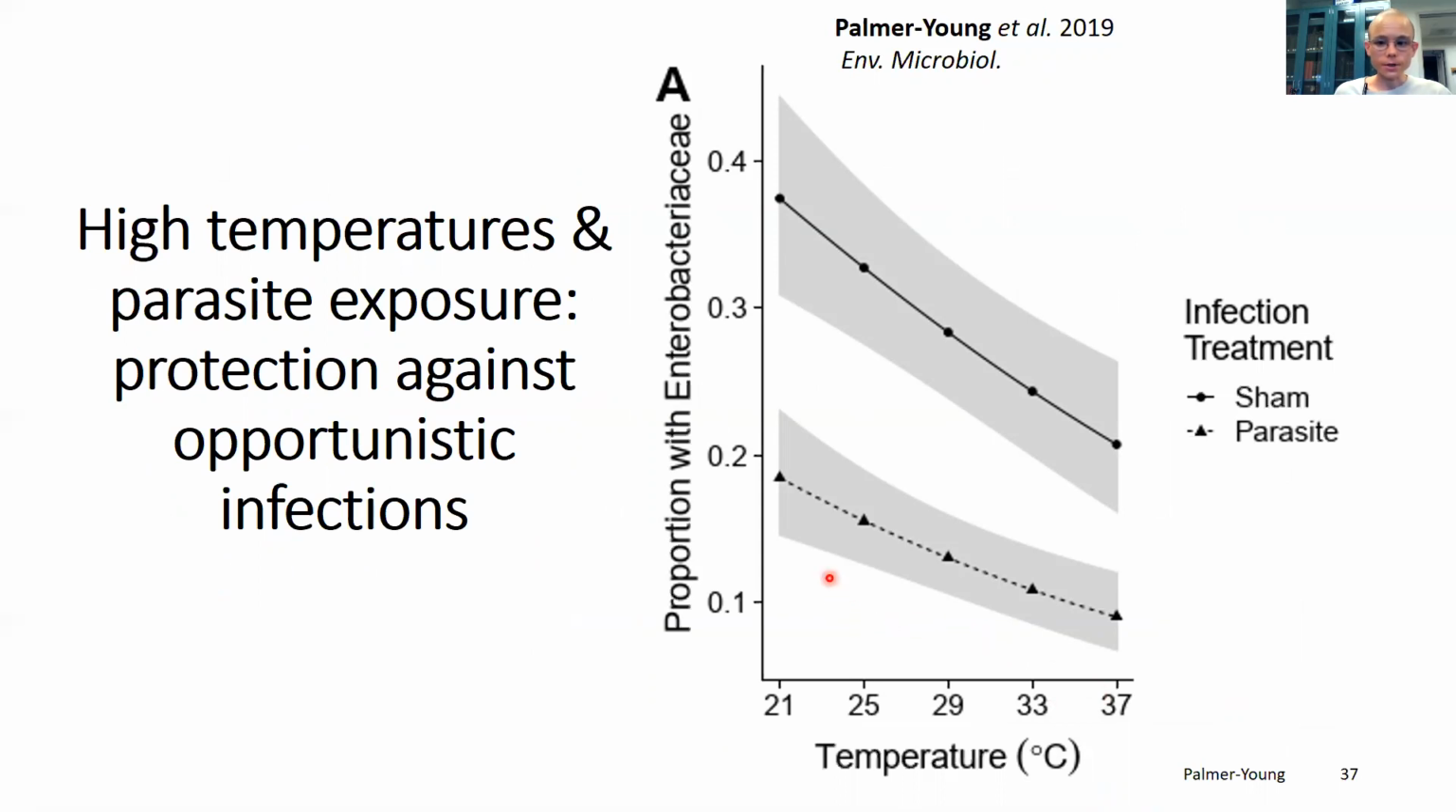Bees incubated at 37 degrees were half as likely to harbor bacteria from the Enterobacteriaceae, which includes opportunistic pathogens of bees and immunocompromised humans. One unexpected finding was that parasite inoculation also reduced the prevalence of Enterobacteriaceae, suggesting that parasites could compete with or activate the host immune system against opportunistic bacterial pathogens.